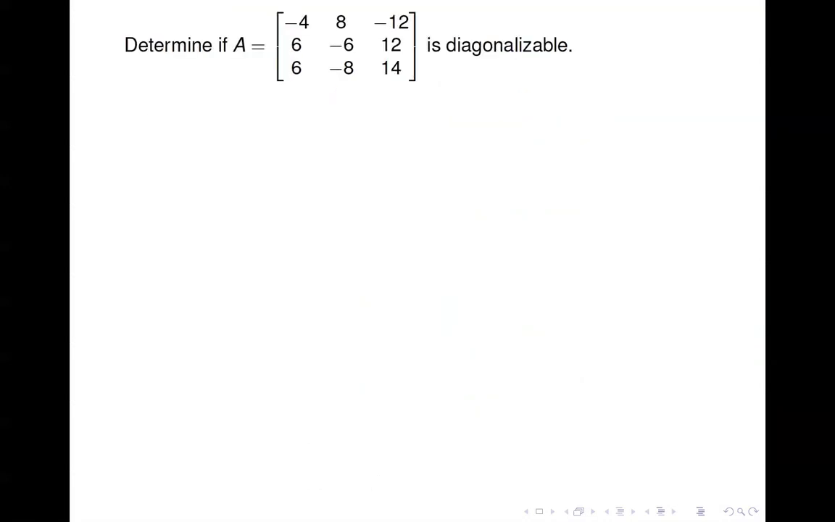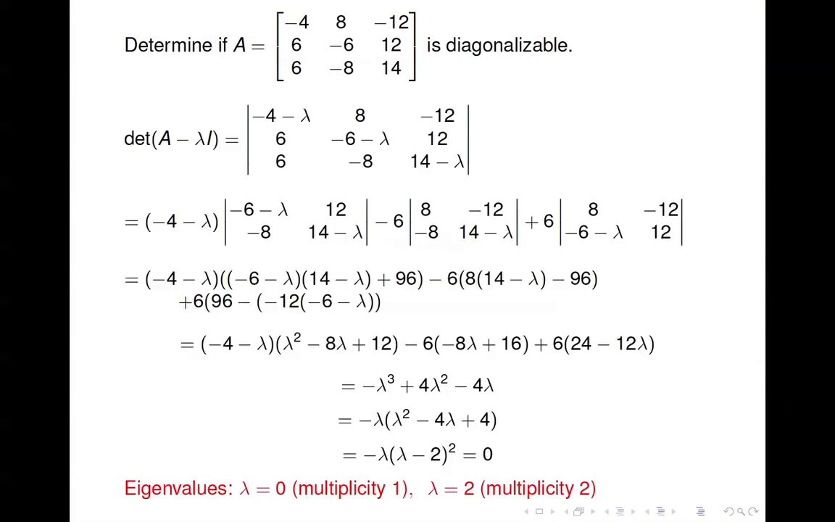Let's look at another example. Here's another matrix, 3 by 3 in this case, and we want to know if it is diagonalizable. As before, we find its eigenvalues by looking at the determinant of A minus lambda I. We end up with this polynomial, negative lambda times lambda minus 2 squared equals 0.